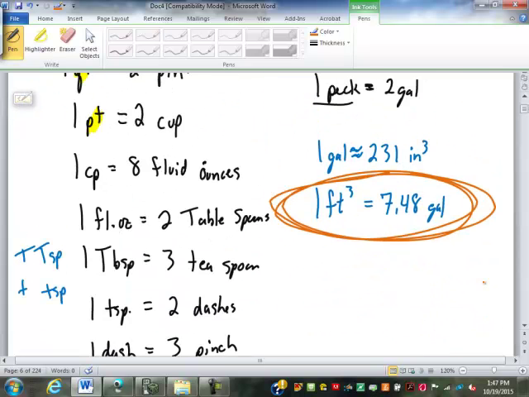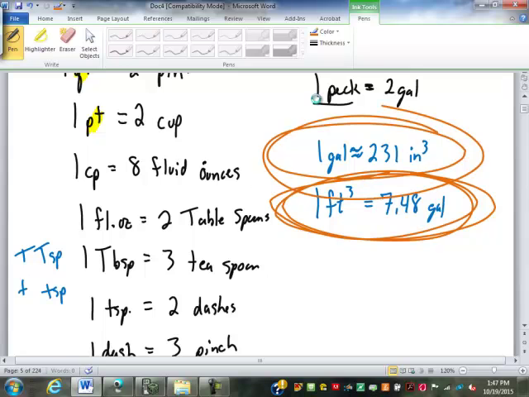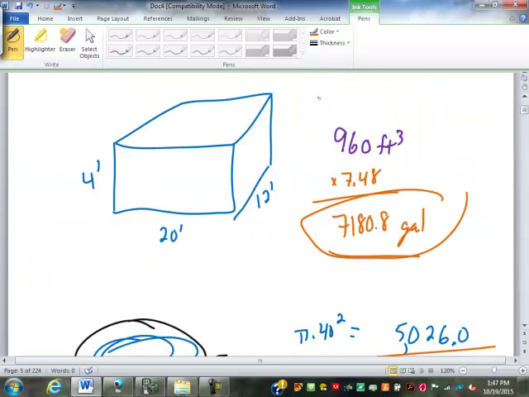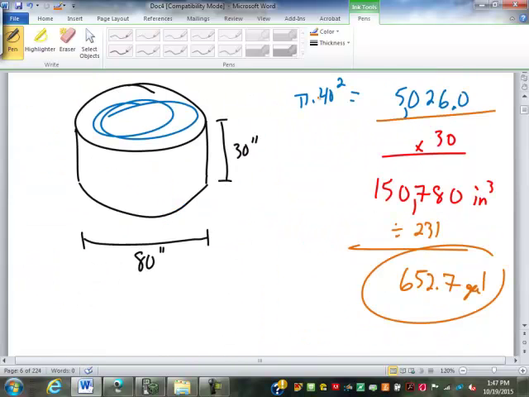231 cubic inches in a gallon. So yeah, 80 inches across and 30 inches deep, that doesn't look like a very big tank. That's 653 gallons. Significant. I did that calculation a lot this summer for people with their swimming pools, figuring out how much chemicals to put in.